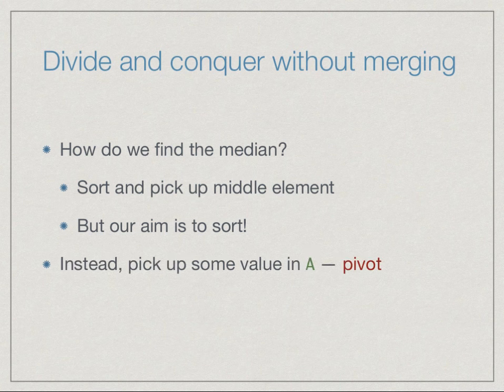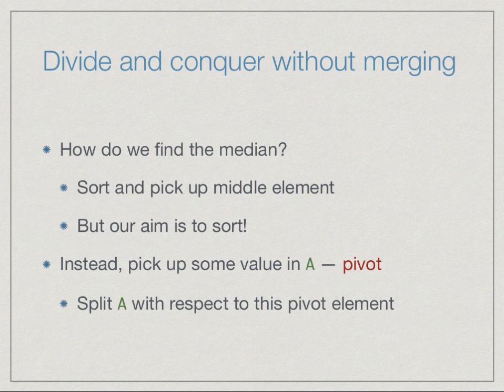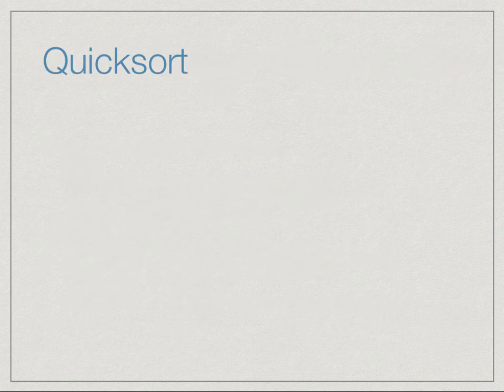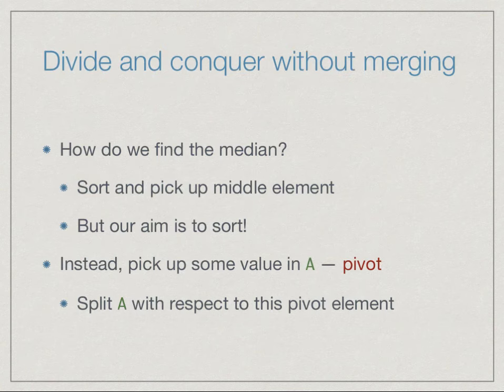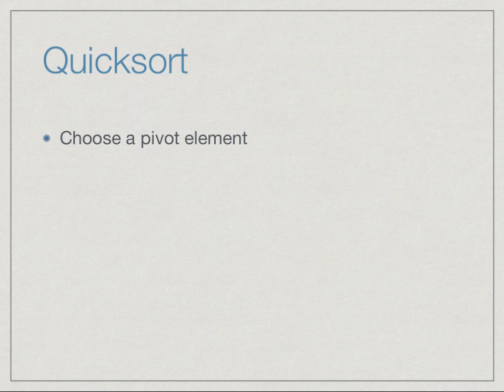So this means that we have to try the strategy out with a more simplistic choice of element to split the list. Instead of looking for the median, we just pick some value in the list A and use that as what is called a pivot element. We split A with respect to this pivot so that all the smaller elements are to the left and all the bigger elements are to the right. This algorithm is called Quicksort.